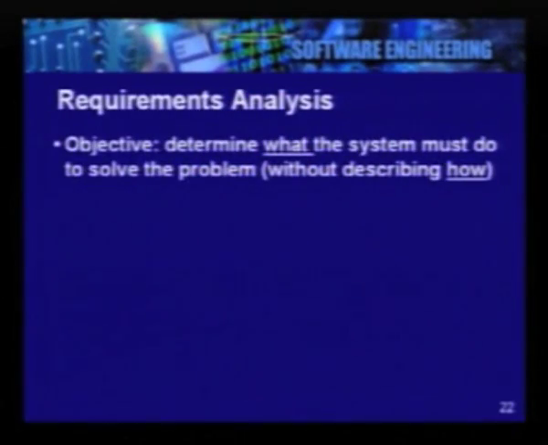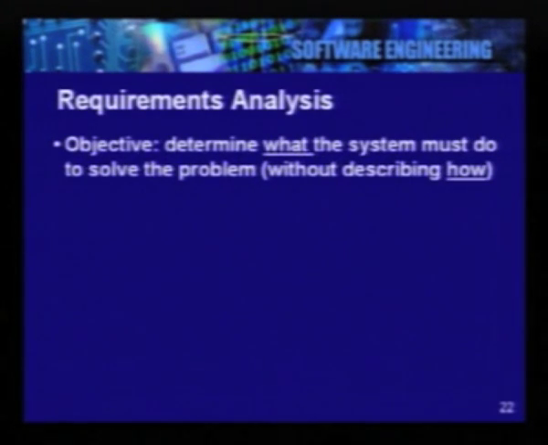So, we would now take up the next phase in the life cycle where we now try to understand the user's requirements in more details. So, this is the purpose of the requirements analysis phase. So, the main objective here is to determine what the system must do to solve the problem without describing the how part. Okay, so, we are focusing on the functional specification. What should the system do? How it should do that is the task we will take up during design phase.